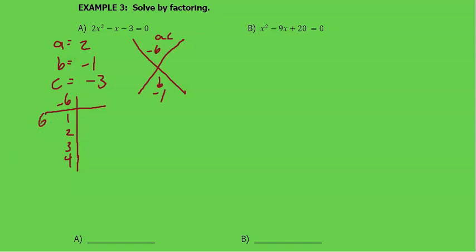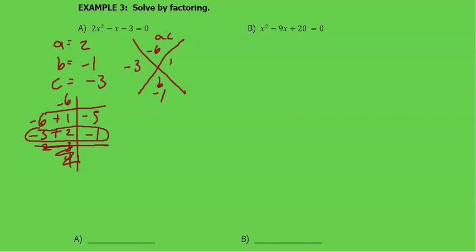6 divided by 1 is 6. 6 divided by 2 is 3. 6 divided by 3 is 2. And we're done with that. The bigger number is going to be negative, and the smaller number is positive. Looks like the second pair is what works.